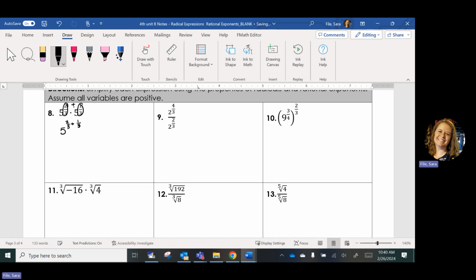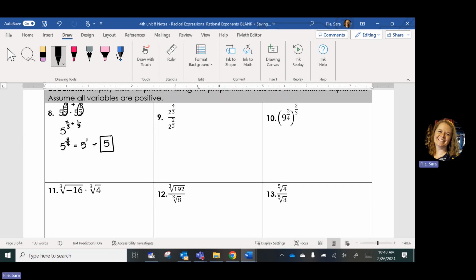What is 2/3 plus 1/3? It does simplify to 1. It is 3/3, right? And again, some of you will need to write 3/3. Some of you will know 3/3 is 1. Okay, so what is 5 to the 1 power? Just 5.